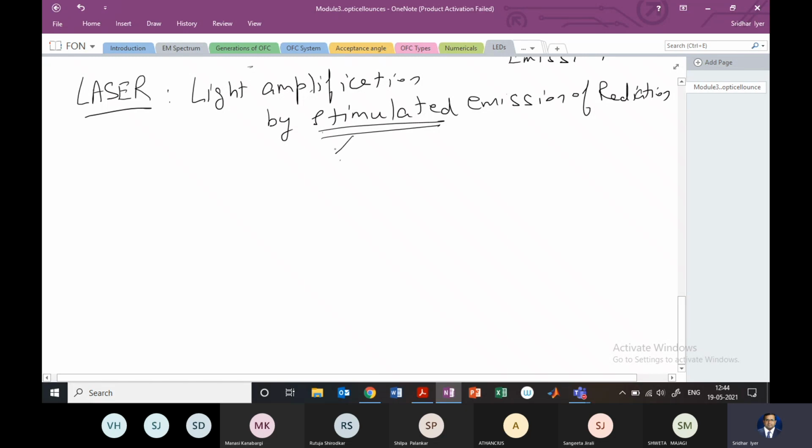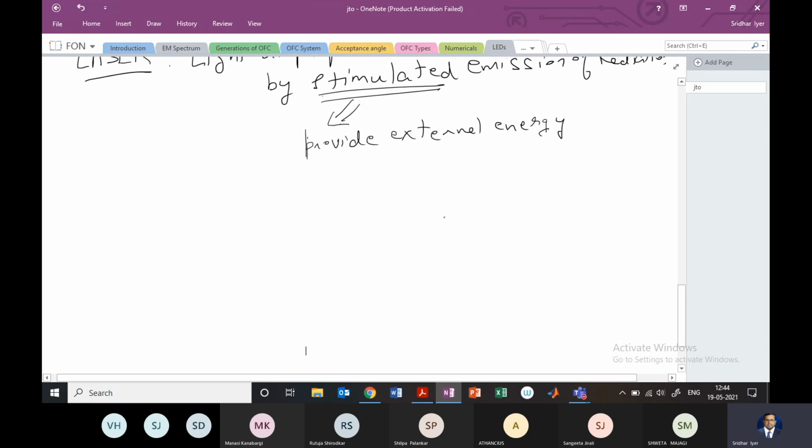So to stimulate is to provide external energy. External energy, it could be external force, external momentum, it could be a lot of things. Here for the lasers, because of the working, we are interested in calling it providing external energy, right? So let me draw those diagrams again.